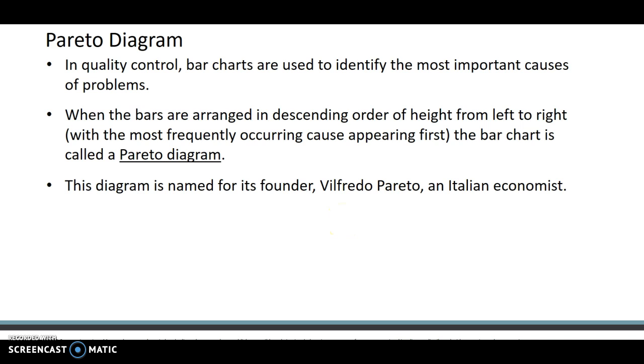A Pareto diagram is a bar chart, basically, where we arrange the classes according to height from left to right. The most frequently occurring response comes first, then additional responses in descending order according to their frequency. A Pareto diagram is very useful because we can use that, for example, in quality control.